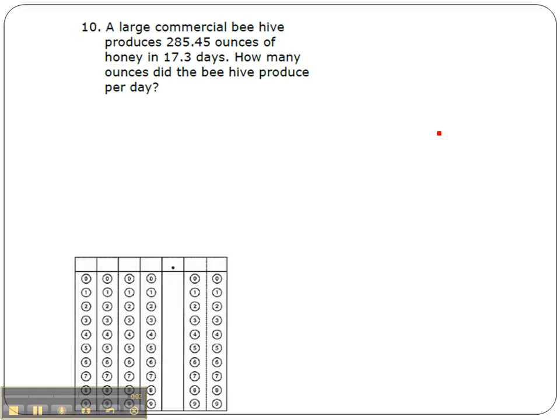Number 10, a large commercial beehive produces 285.45 ounces of honey in 17.3 days. How many ounces did the beehive produce per day? So if we ask ourselves what we're trying to find, which we should always do, that's what we do in the Do Now almost every day. We're trying to find how many ounces did the beehive produce per day. So ounces per day.